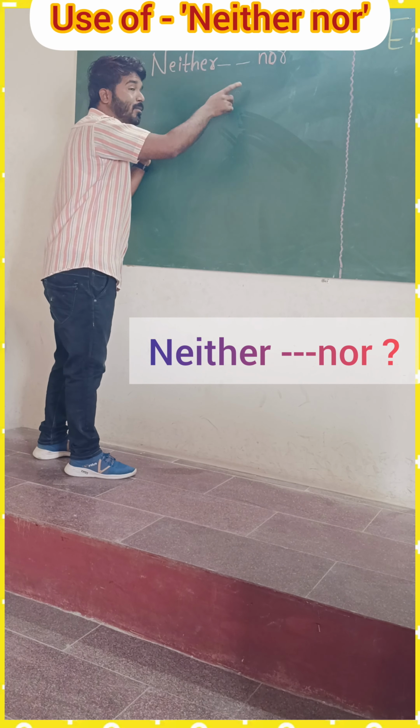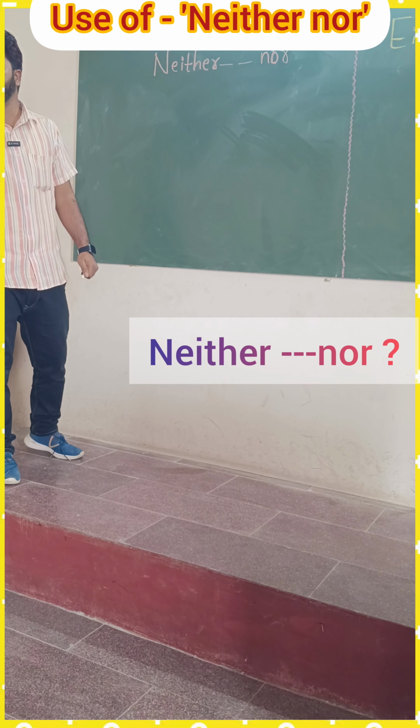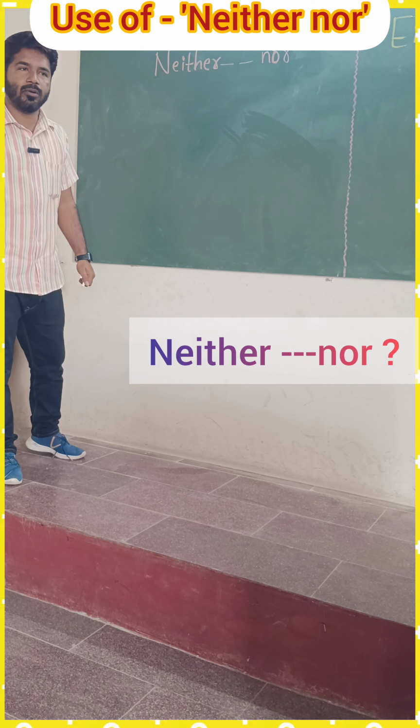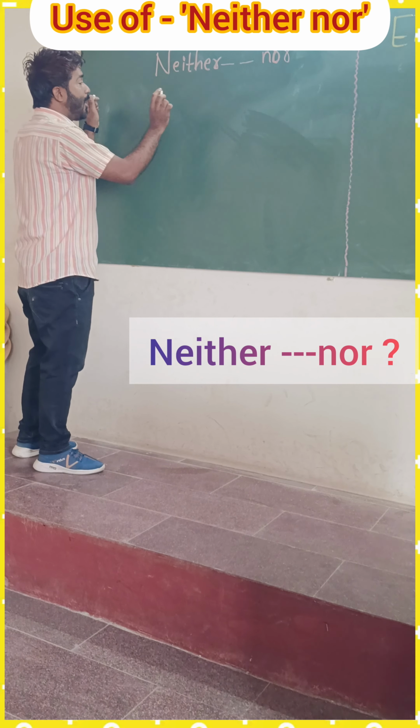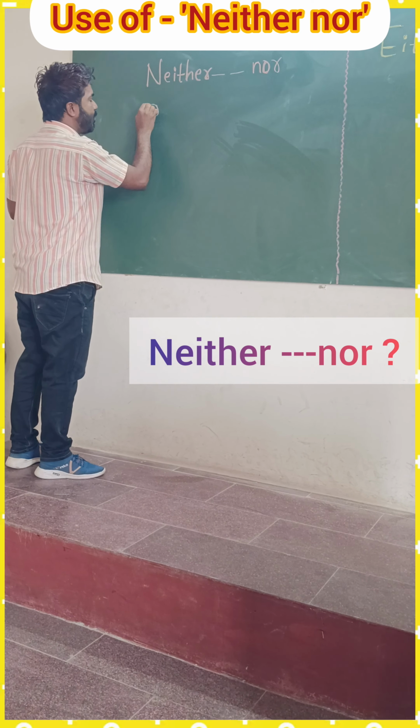We have two words, but one it is. Got it? That's why it is called... What is it? All of you tell which conjunction? Correlative conjunctions. I'll tell you an example. Just I'll draw an image.